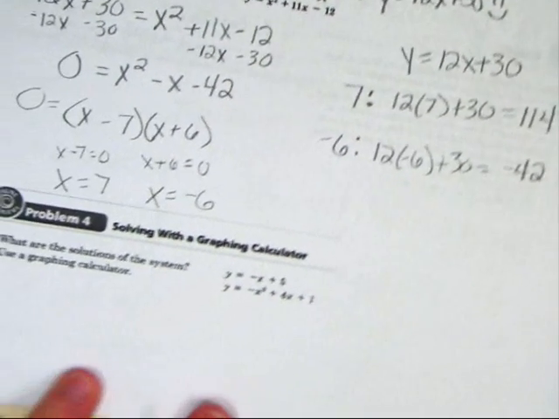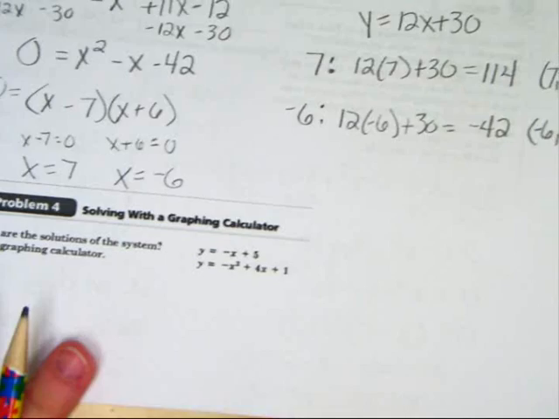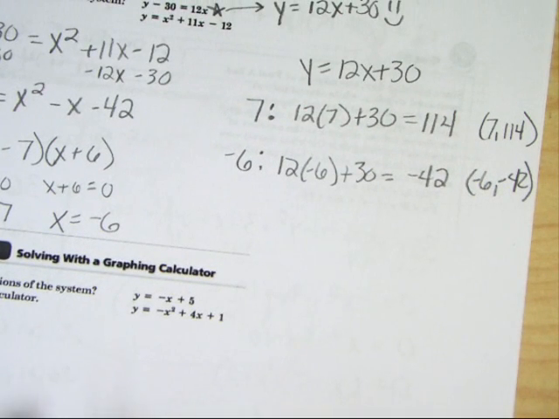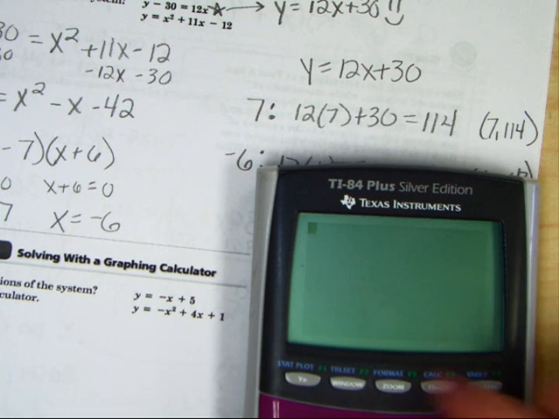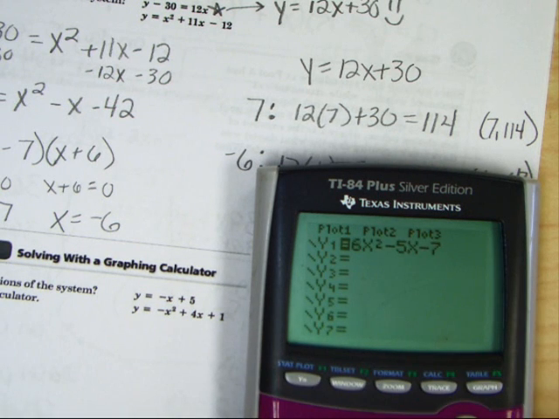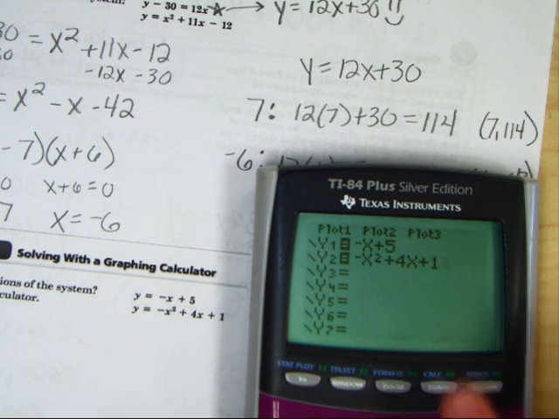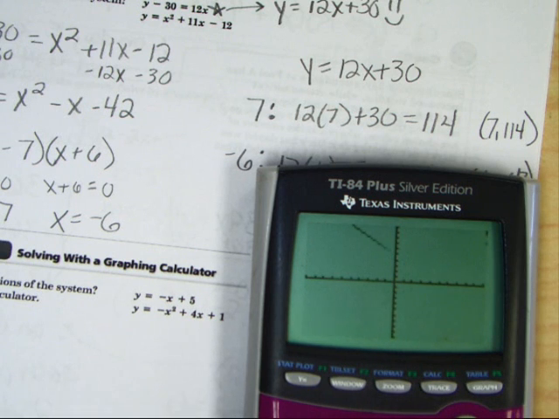On problem 4, I want to teach you how to do this using your graphing calculator. So tomorrow when you come in, I would suggest you get your calculator and try it yourself. You hit y equals, clear out anything that's on there, type in your equation, negative x plus 5, and negative x squared plus 4x plus 1. Hit zoom 6, that way you get a nice looking graph. Let's make sure that we see both places it crosses.